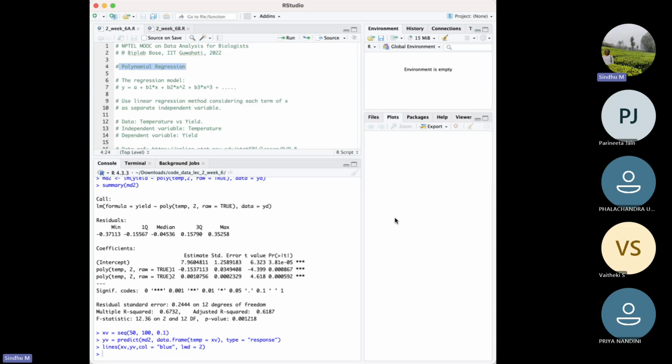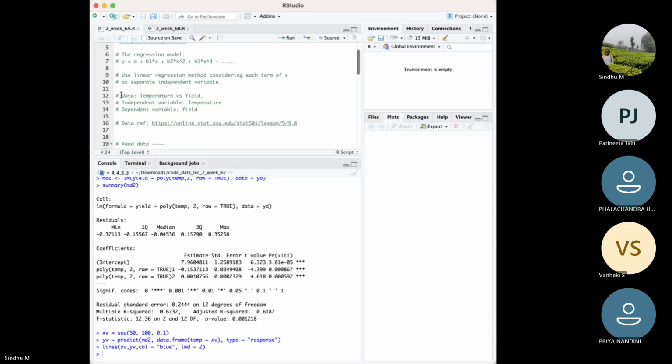So this first code, we are trying to fit a regression model which is of the form b1x plus b2x square plus b3x cube. So in the previous lecture, we only did up to this part, a plus b1x. We didn't have any higher order terms. But now we are trying to fit it for higher order terms as well.